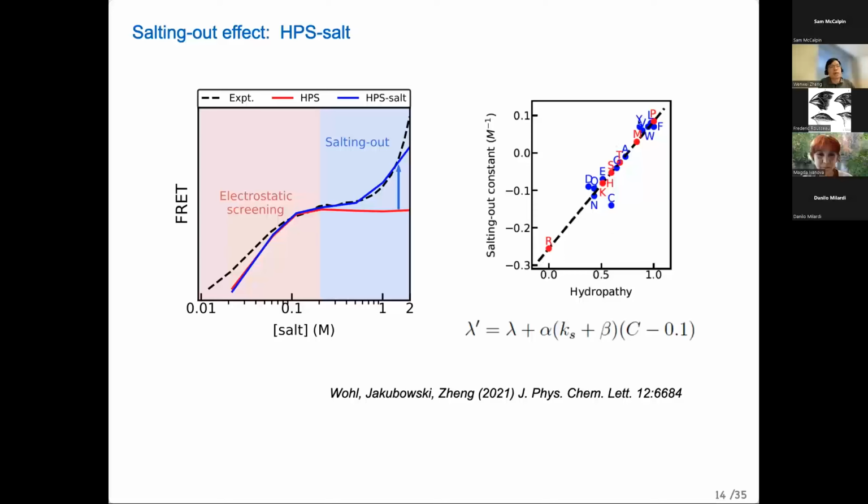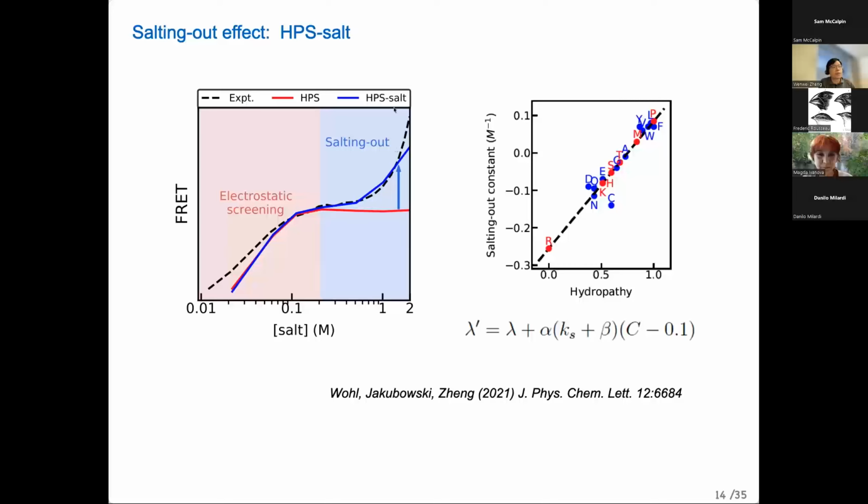And then for the other half, 10 amino acids, we tried to find a correlation between the salting-out constant and the amino acid hydrophobicity. We see a very nice correlation. Then we can extrapolate and determine the salting-out constant for all those amino acids. Then we can embed that salting-out constant into the coarse-grained model in a concentration-dependent manner, and we can reproduce that tail from the coarse-grained simulation.